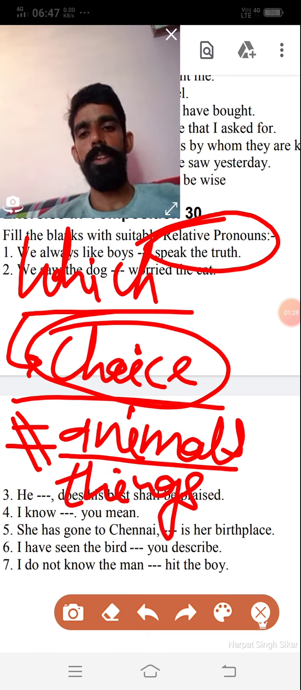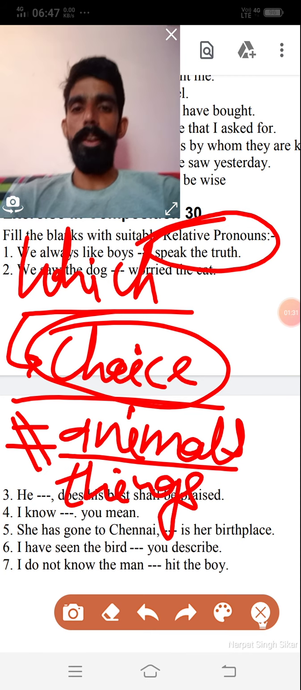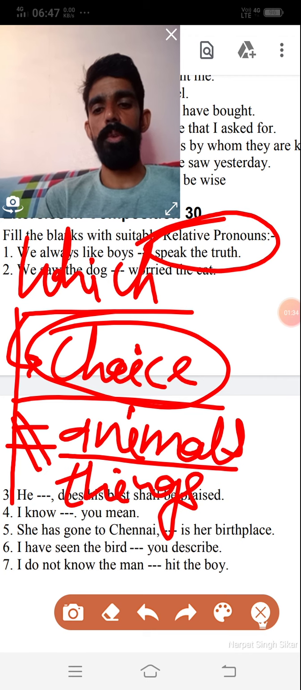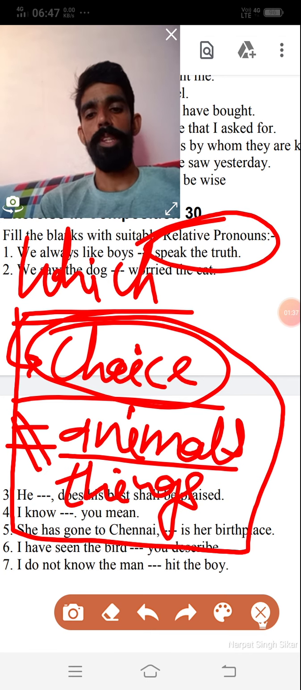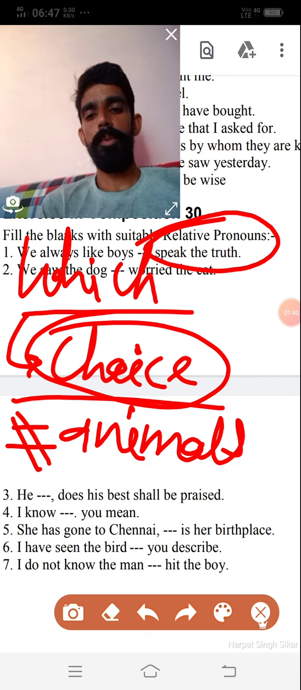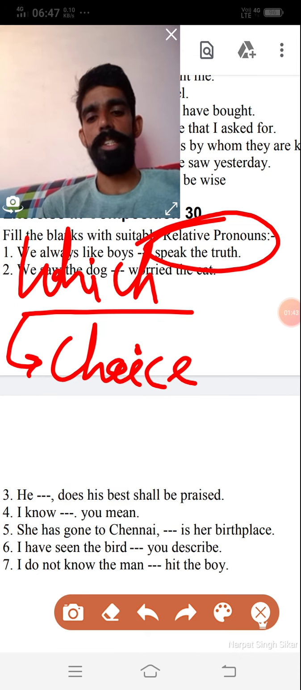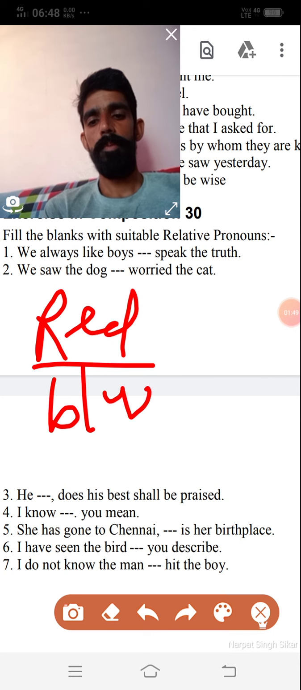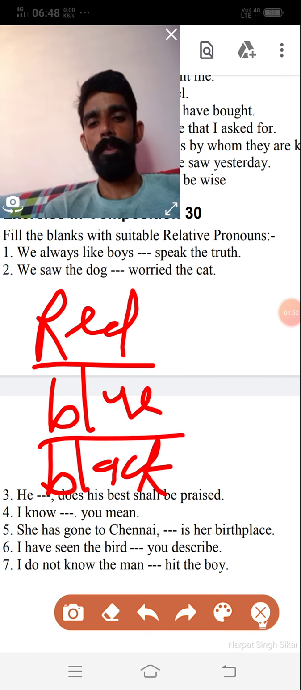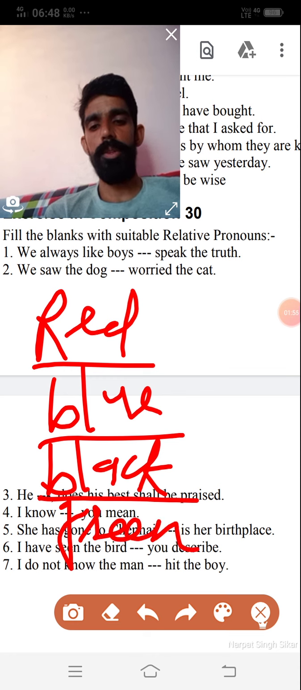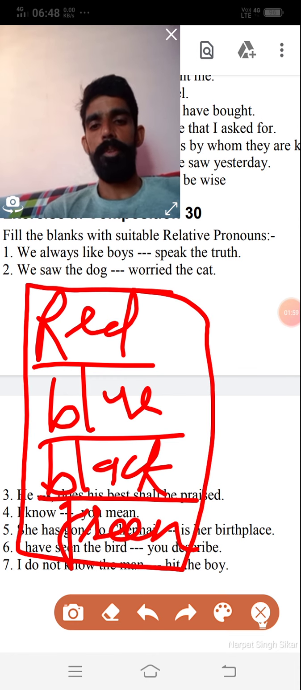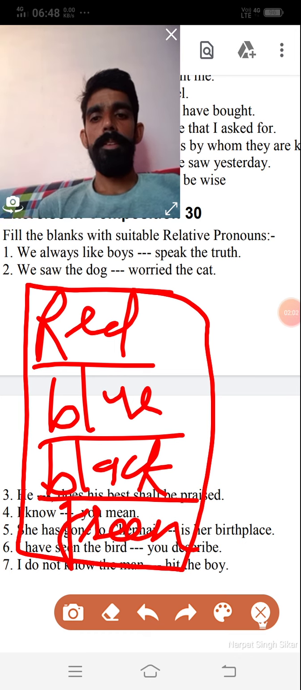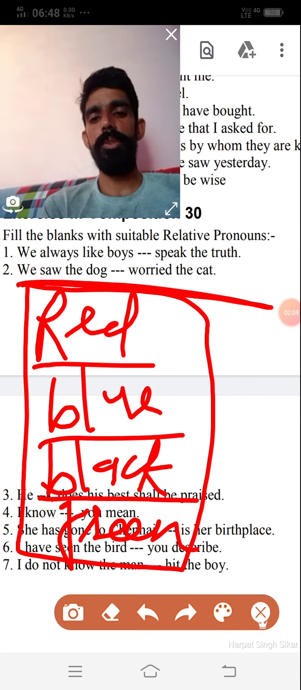Animals or things. What is the meaning of choice? If I have given one list to you and you have to choose only one thing from that, in that condition we use which. For example, if I have given you a list of some colors like red, blue, black or green, and I ask you about your favorite color, the question would be framed like this: which is your favorite color? Because I have given one list to you and you have to choose only from these given options.